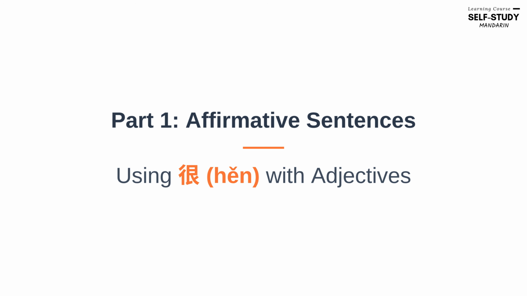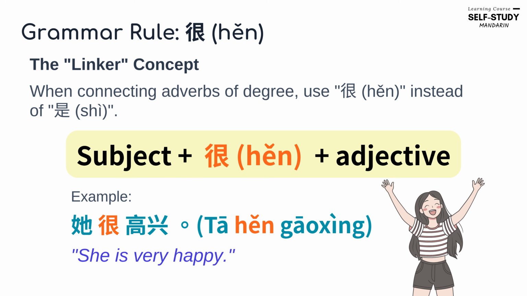Let's begin with part 1, affirmative sentences. We are going to look at how to use 很 with adjectives. Now, there's a very important linker concept you need to know here. In English, when you describe something, you usually use the to be verb. You say, she is happy. But in Mandarin, when connecting a subject to an adjective, we do not use the word for is, which is 是. Instead, we use 很 to link them together.